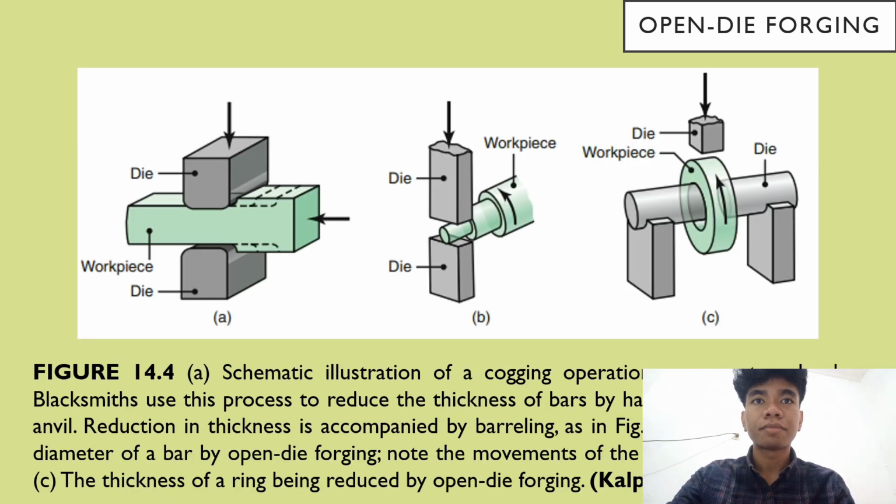Here we can see the diameter reduction and the ring reduction using open die forging, and this operation is typically used by blacksmiths or for large simple components.